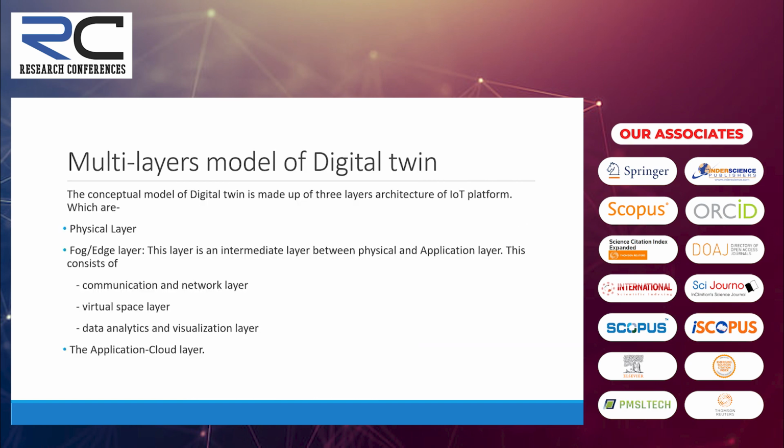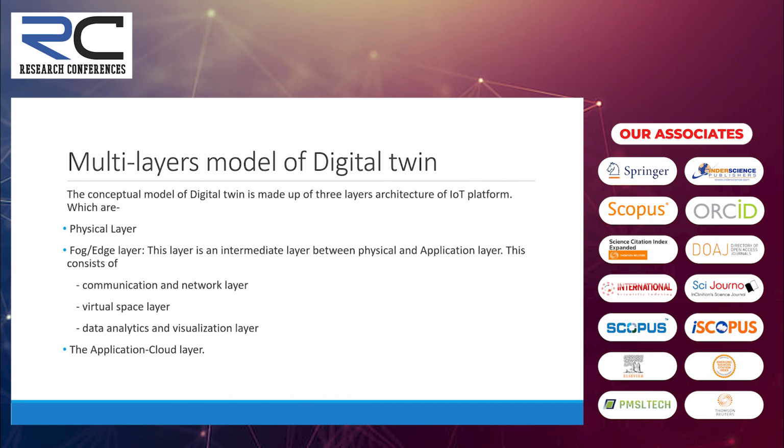So a digital twin is actually a multi-layered model. Here it has 5 layers: physical space layer, network and communication layer, virtual space layer, data visualization, and application cloud layer.